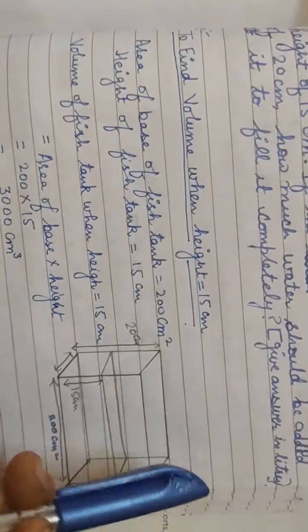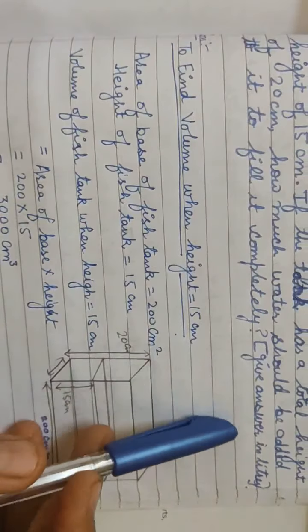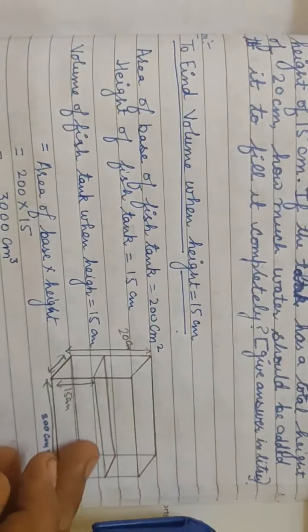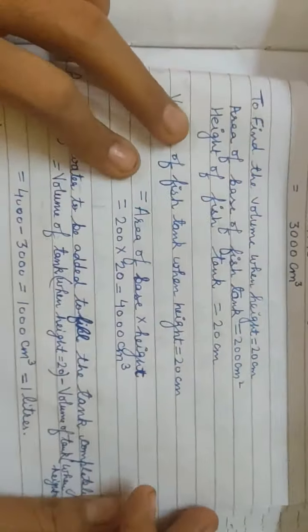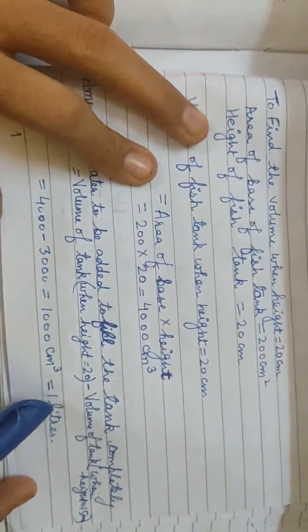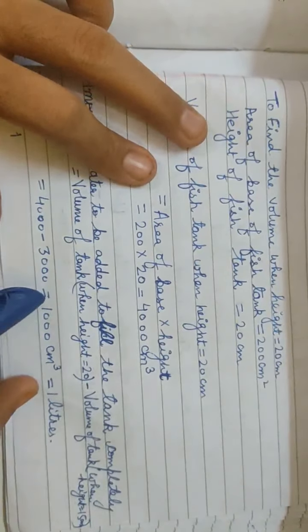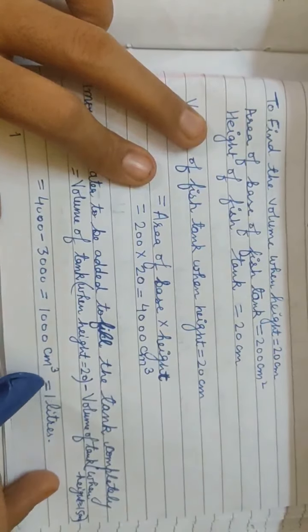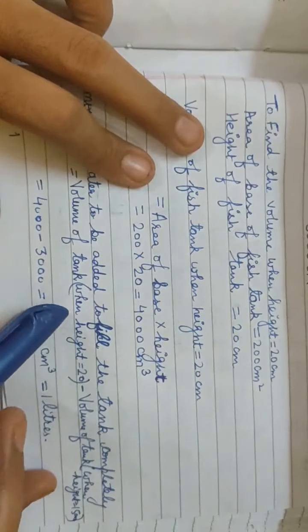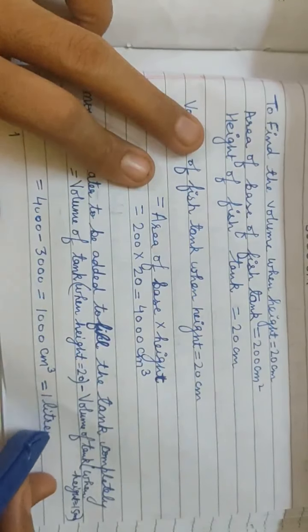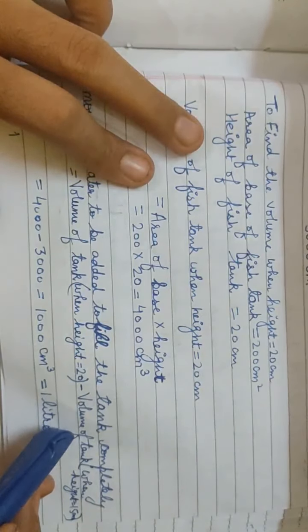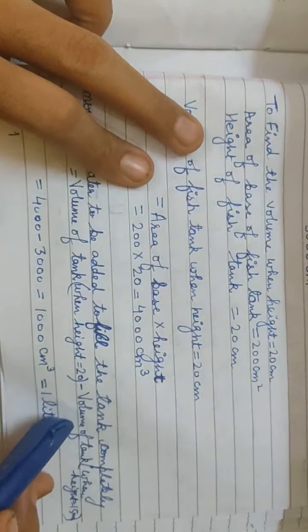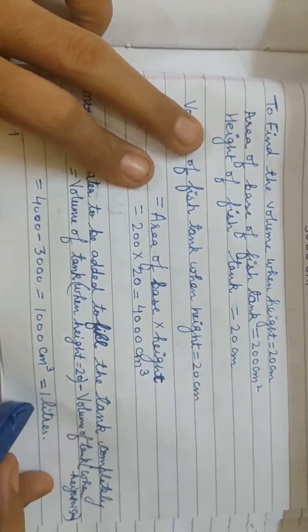As you have to give the answer in liters, and we know that 1 liter is equal to 1000 centimeter cube. So the volume of water to fill the tank completely will be 1 liter.